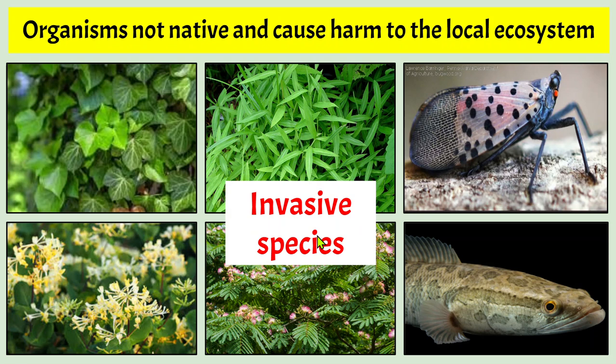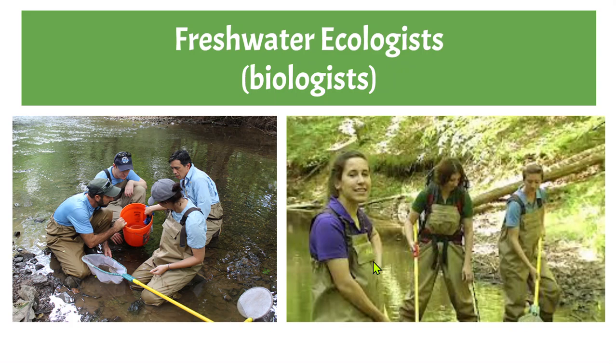All right, so remember that organisms that are not native to the area and can cause harm to the local ecosystems are called invasive species. And we can have invasive plants, or insects, or fish, or other animals. Lots of different types of invasive species. We talked about different types of people who study the streams and waterways in Fairfax County, and even going into the Chesapeake Bay. Remember, those are freshwater ecologists if they're studying freshwater. They might be marine ecologists or marine biologists if they are studying the estuaries or the ocean waters.